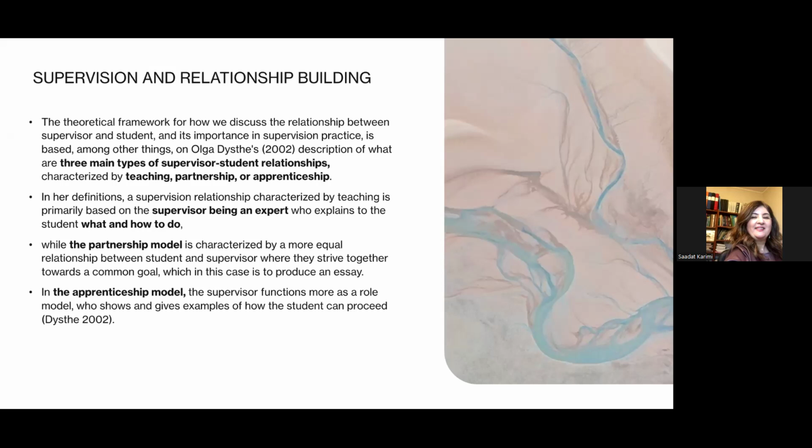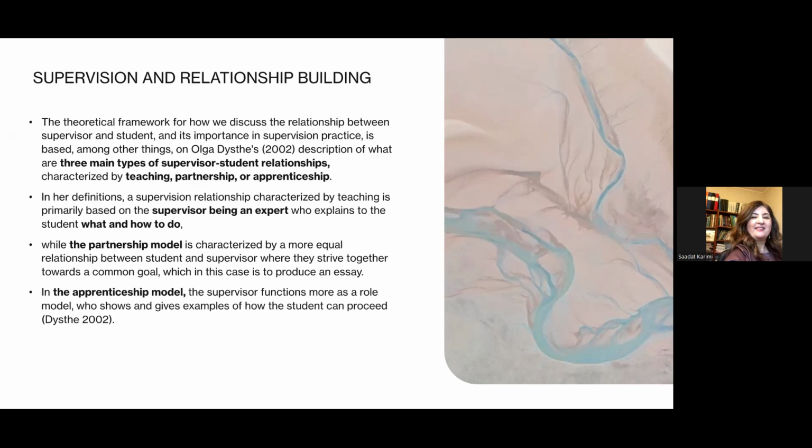In her definitions, a supervision relationship characterized by teaching is primarily based on the supervisor being an expert who explains to the student what and how to do, while the partnership model is characterized by a more equal relationship between student and supervisor, while they strive together towards a common goal, which in this case is to produce an essay. In the apprenticeship model, the supervisor functions more as a role model, who shows and gives examples of how the student can proceed.